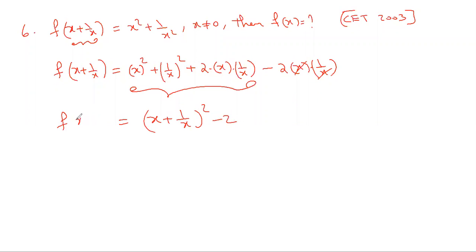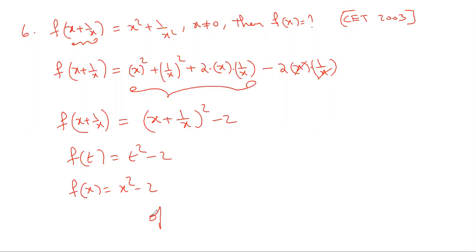See this one, f of an input is input square minus 2. F of t is t square minus 2. So don't think that x plus 1 by x has some significance. No. F of an input, f of a doll, equals the doll square minus 2. F of t is t square minus 2. So f of x is x square minus 2. That's the function. And that's the answer, option 3.